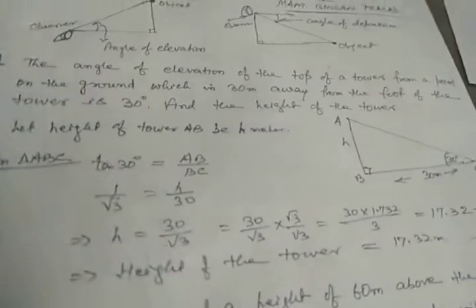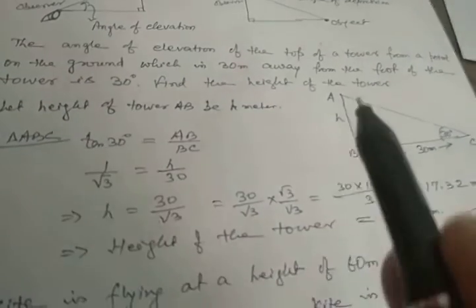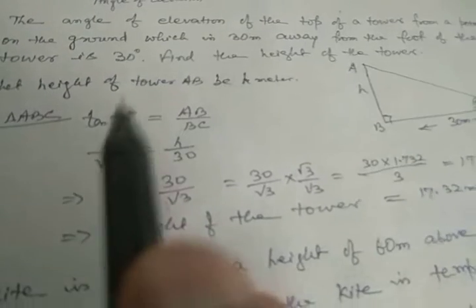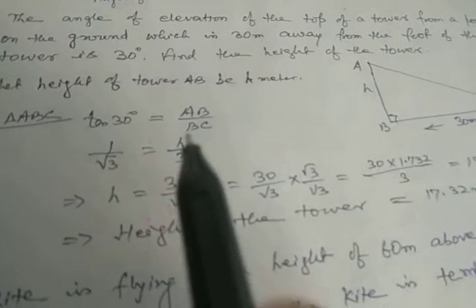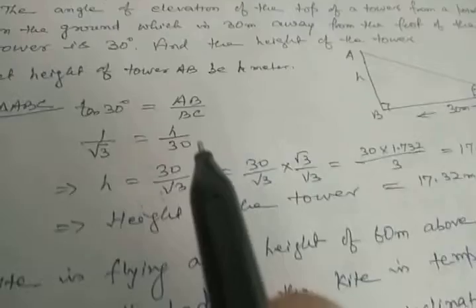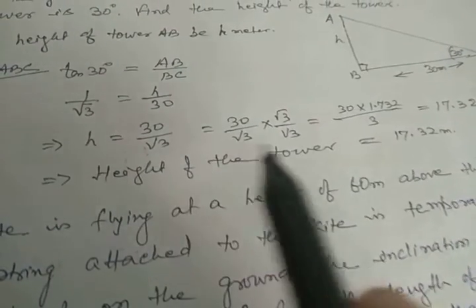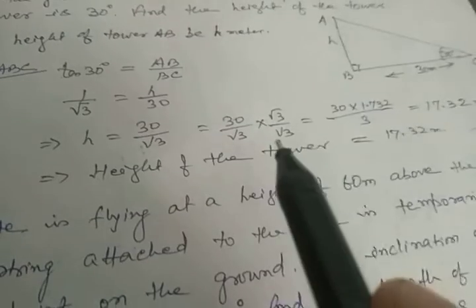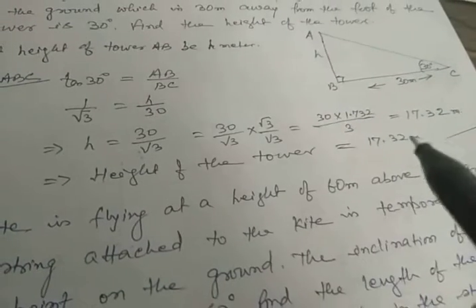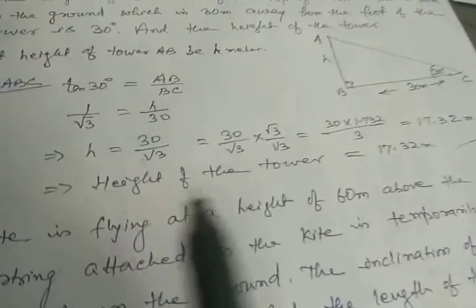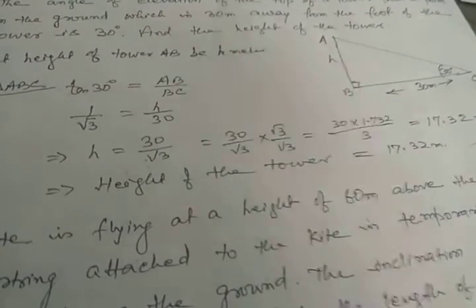Just see, tan 30 degree means AB by BC. So the value of tan 30 is 1 by root 3, equal to h by 30. So in this way, we can calculate h is equal to 30 by root 3, or you can rationalize the denominator, and so your answer is 17.32 meter. Clear? So the height of the tower is 17.32 meter.